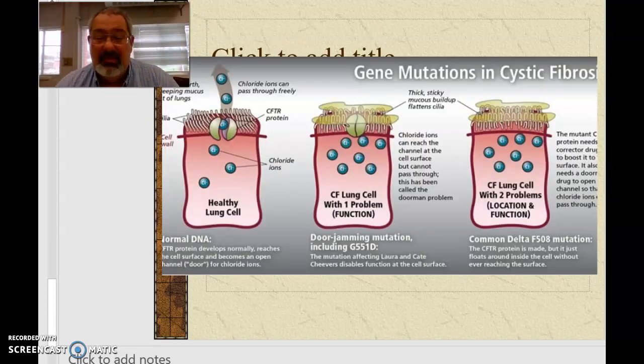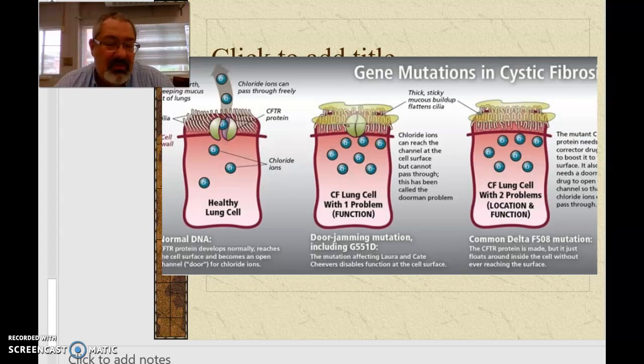So, as you know, the first picture, a healthy lung cell has this membrane CFTR protein that allows chloride ions to pass freely, and this results in normal functioning of the cilia. Cilia beat back and forth. Think of them as almost like your eyelashes.